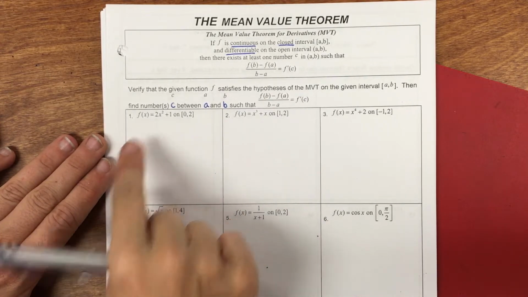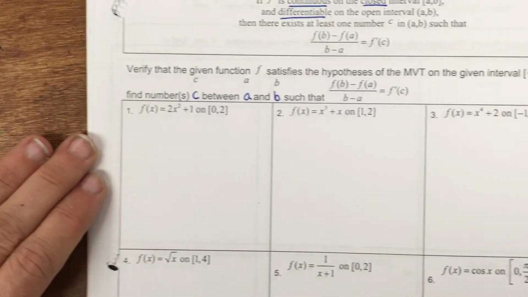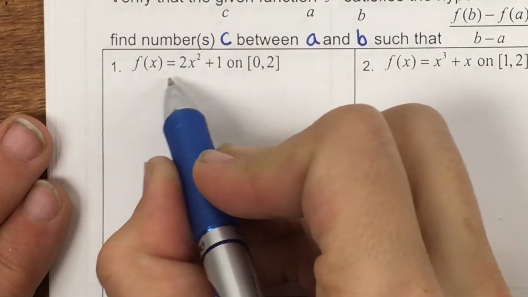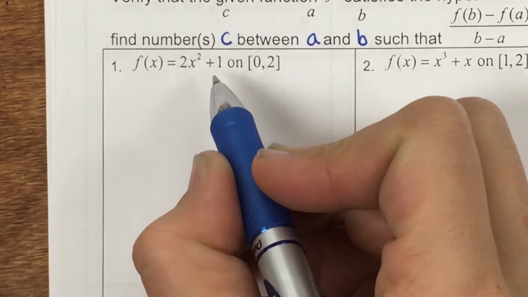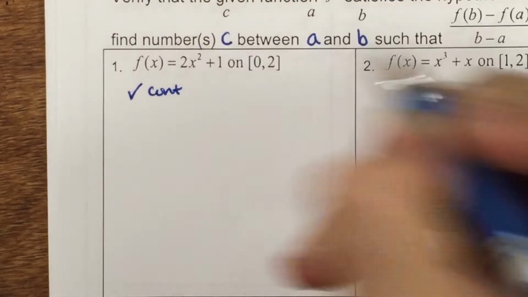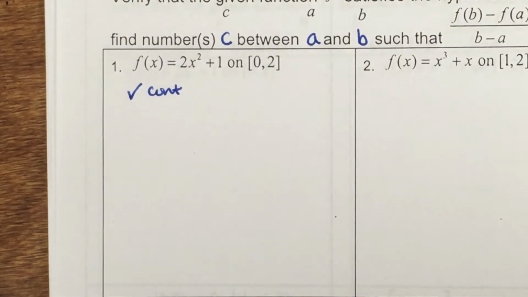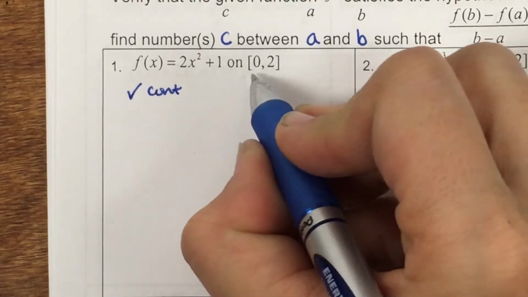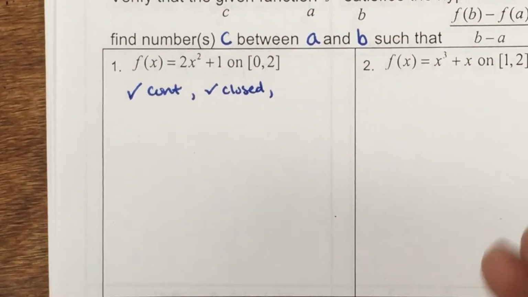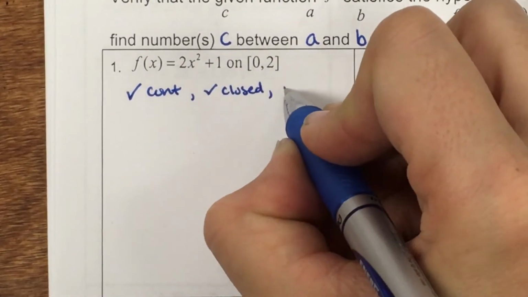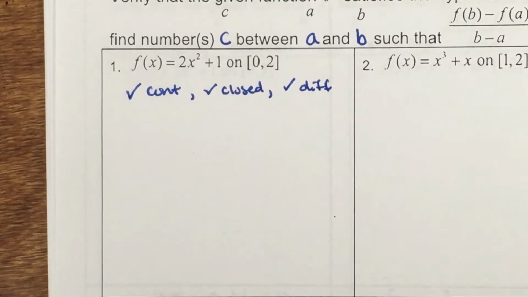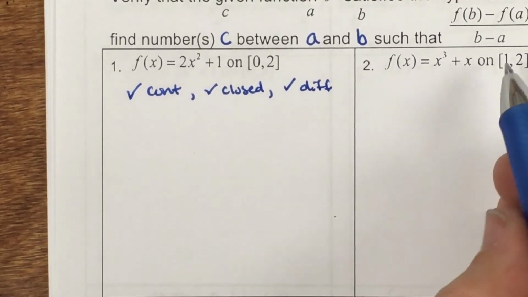And we're going to go ahead and start looking at number 1 here. Let me zoom in on that. So we know that the function f of x equals 2x squared plus 1 is a parabola, and parabolas are continuous. I'm going to say check continuous, so that works out. Is it closed? Yes, we've got closed brackets there, so we can say check closed. And parabolas, they're nice smooth curves, so smooth curves are also differentiable. So now that we know our 3 conditions are true, we can go ahead and use our formula.